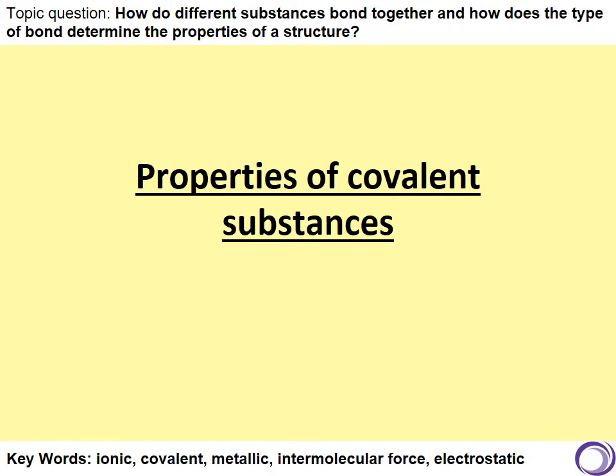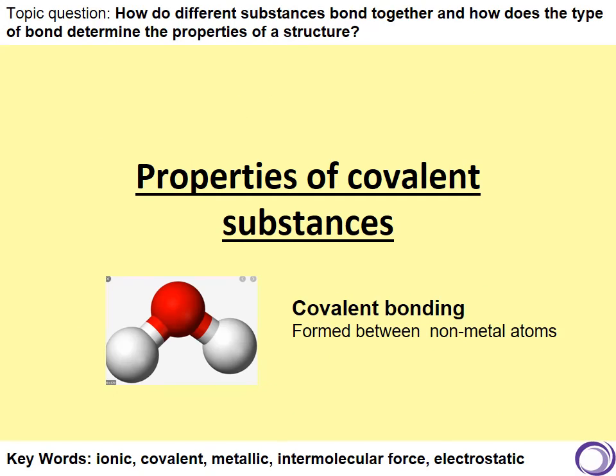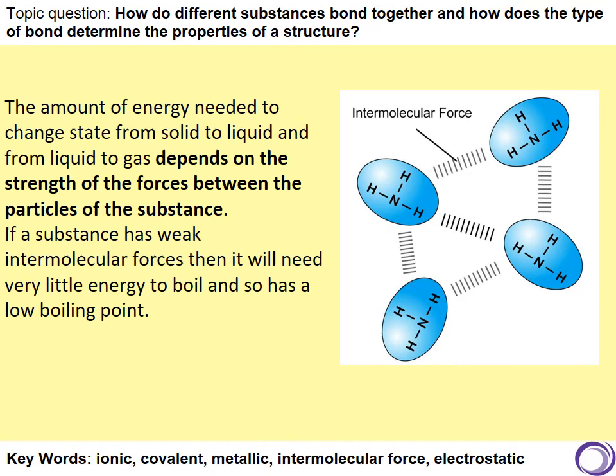Let's now then look at the properties of covalent substances, remembering that covalent substances are formed between non-metals. So here we have a picture of ammonia, and you can see that the covalent bonds are shown by the lines between the nitrogen and the hydrogen atoms. But we also now have intermolecular forces, and these are the forces that will exist between all atoms.